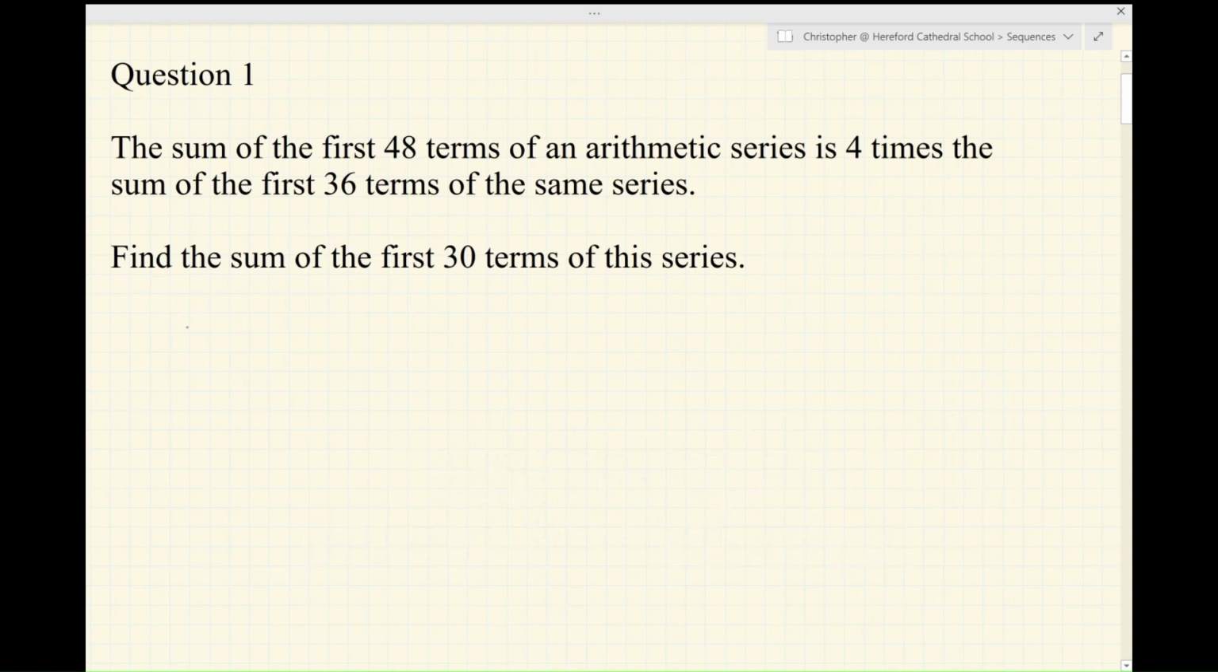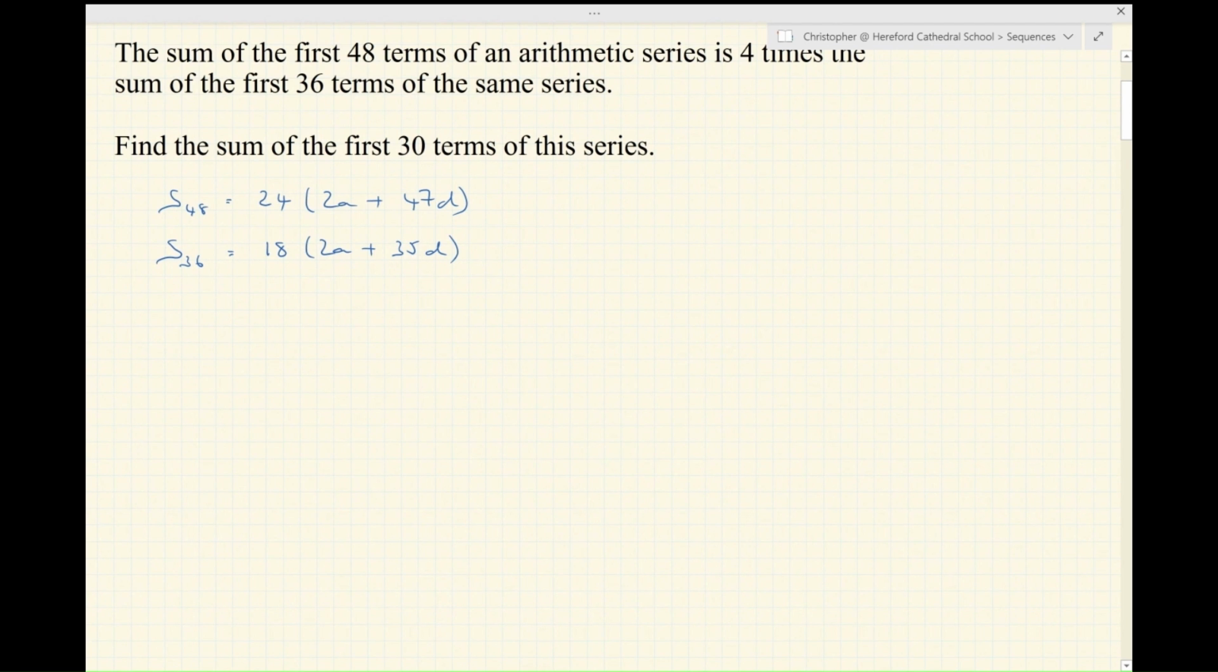So the sum of the first 48 terms, as n is 48, is given by 24 multiplied by 2a plus 47d. And in the same way, the sum of the first 36 terms is 18, half of n, multiplied by 2a plus 35d. And we know that the sum of the first 48 terms, 24 lots of 2a plus 47d, is equal to 4 times the sum of the first 36 terms. Okay, so I've got an equation there with a's and d's in it.